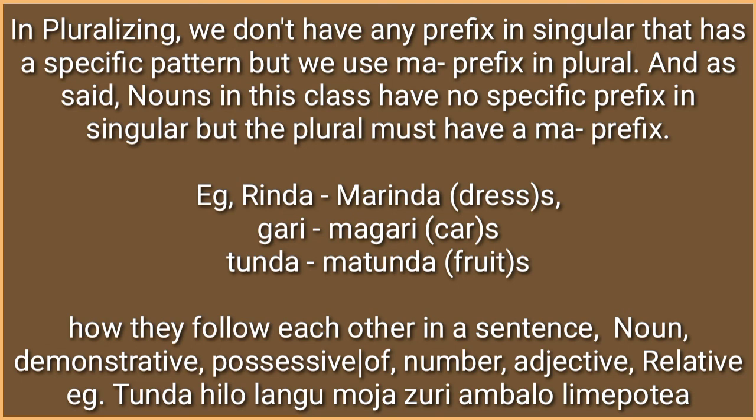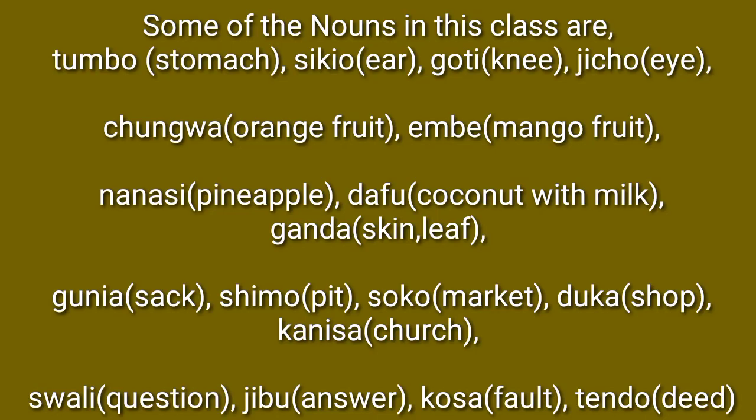How they follow each other in a sentence: start with the noun, demonstrative, possessive or "of", number, adjective, and a relative pronoun. That's how they follow each other in a sentence, if you are wondering about that. And here are some of the nouns in this class. If you got yourself the PDF, you can see these examples of nouns and more in that PDF.